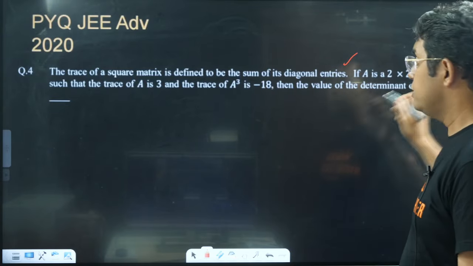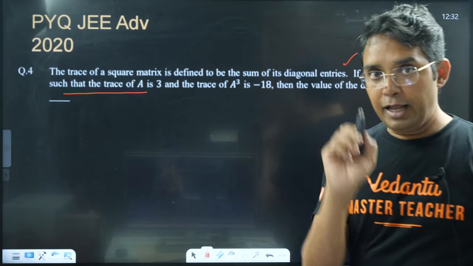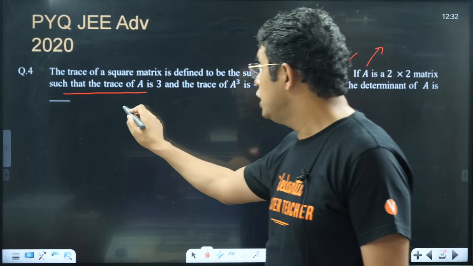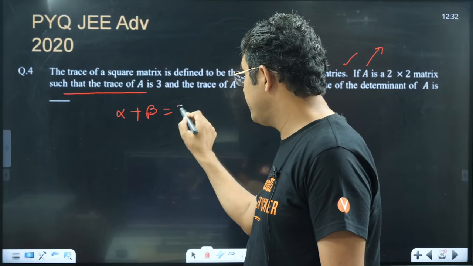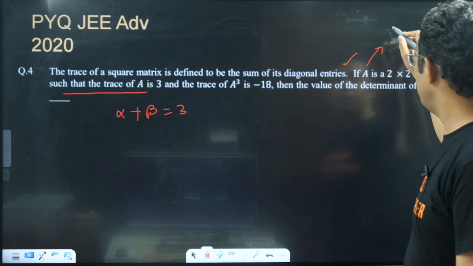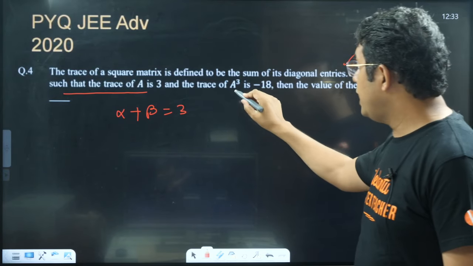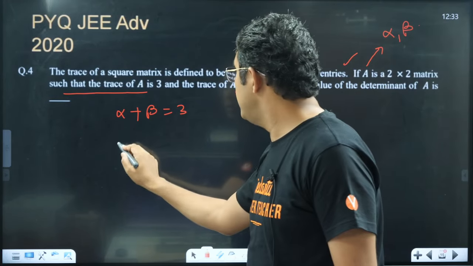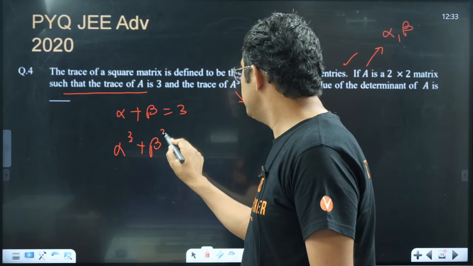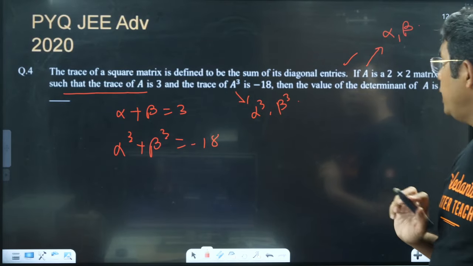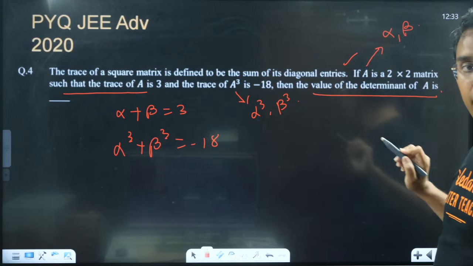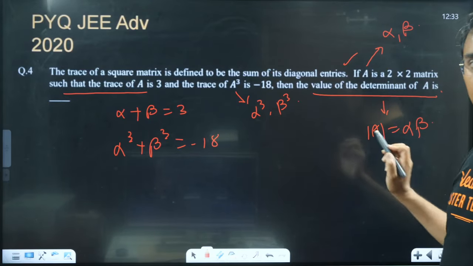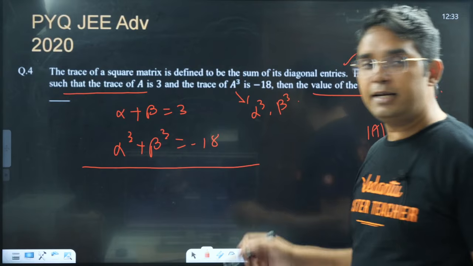Now please see from this first line: if alpha and beta are the eigenvalues of A, then we are given alpha plus beta is equal to 3. If alpha and beta are the eigenvalues of A, then the eigenvalues of A cube would be alpha cube and beta cube. And we are given alpha cube plus beta cube is equal to minus 18. Now they are asking the value of the determinant of A. That means they are asking you to find the product of eigenvalues, isn't it? Alpha into beta.